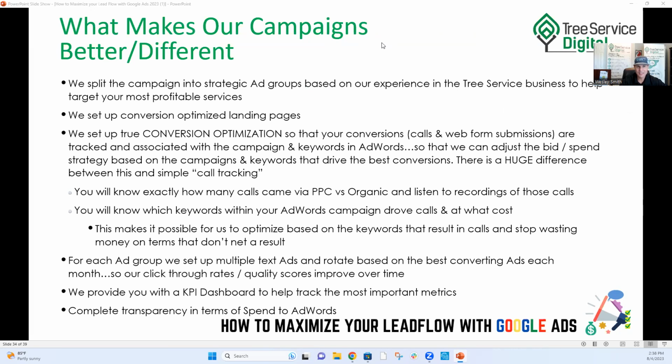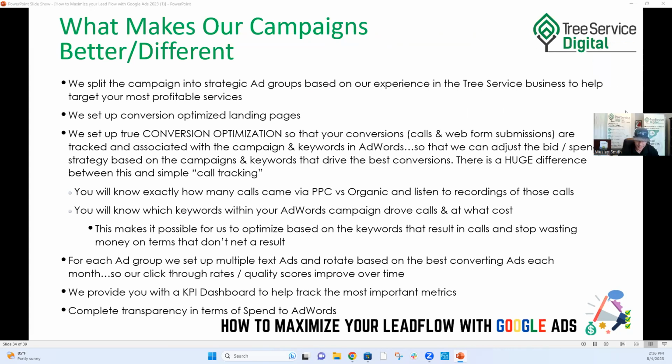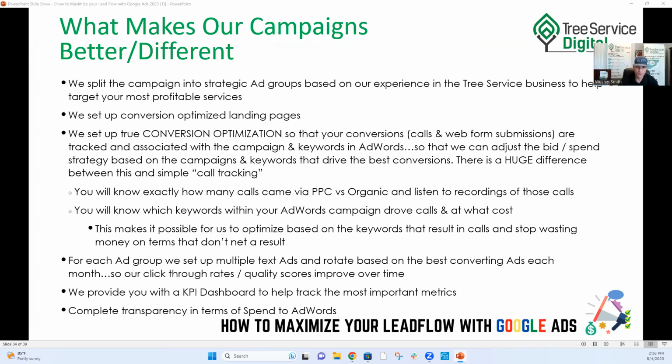We split the campaigns into strategic ad groups based on our experience in the tree service business to highly target and help target your most profitable services. We set up conversion optimized landing pages, so there's no guesswork as to if it's going to convert or not. Definitely going to convert. We set up true conversion optimization so that your conversions, calls, and web form submissions are tracked and associated with the campaign and the keywords in Google Ads so that we can adjust the bid and the spend accordingly based on what's working and what's not working.